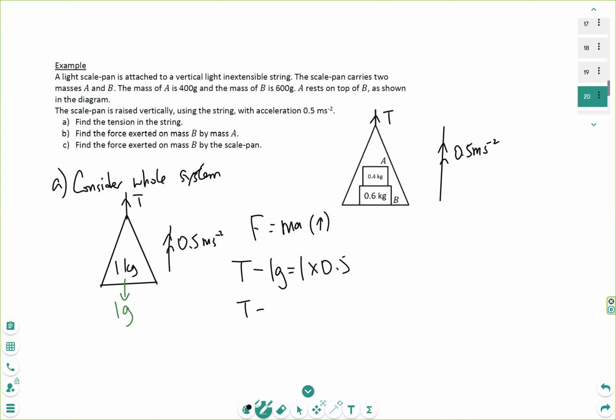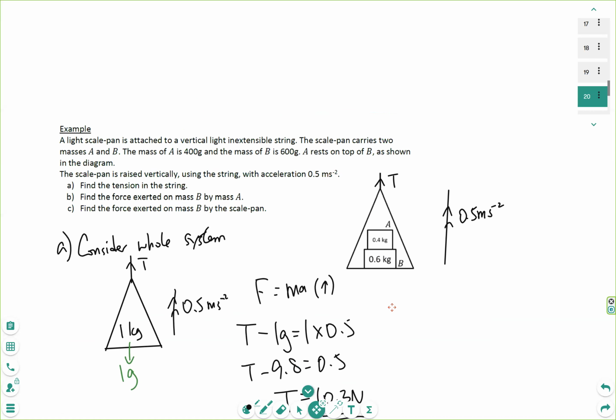g is not a variable, g is 9.8. So T minus 9.8 equals 1 times 0.5, and T equals 10.3 Newton. That means if you want to calculate the material that's required for the string to lift this up, the string must be able to withstand at least 10.3 Newton of force for the string not to break. Part B, find the force exerted on mass B by mass A.